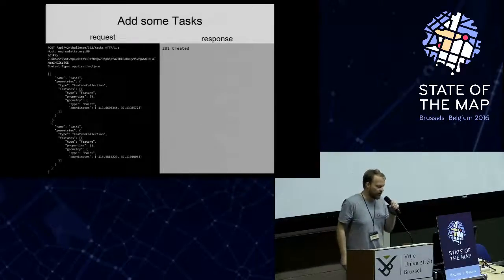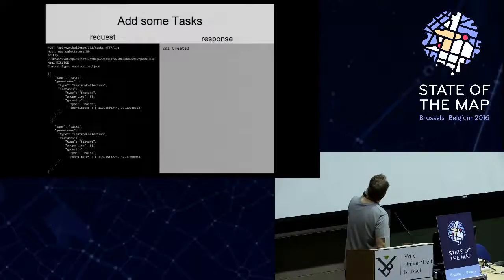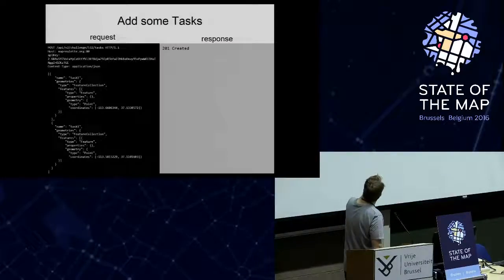So now the most exciting part is adding tasks, of course. This is where the JSON gets a little bit more interesting. It's basically a big list of tasks, and each task gets a name that you assign yourself, and then a geometry. That's the minimum amount of information that needs to be in there.